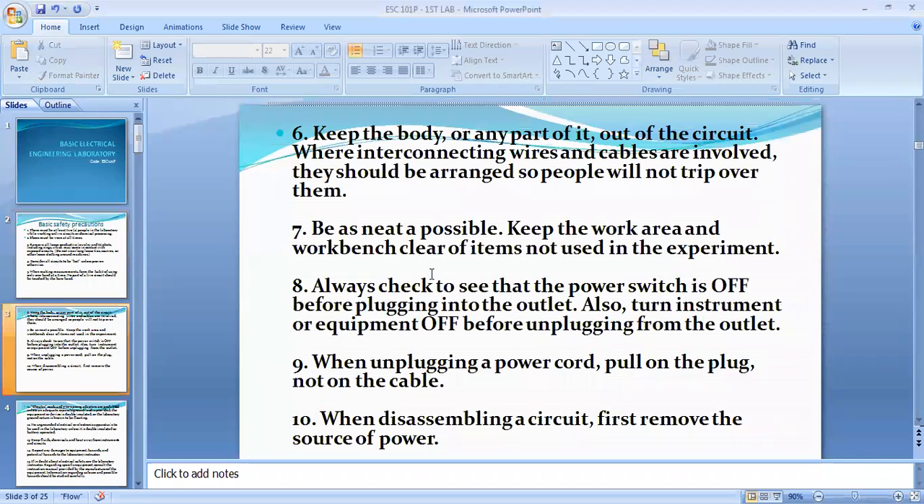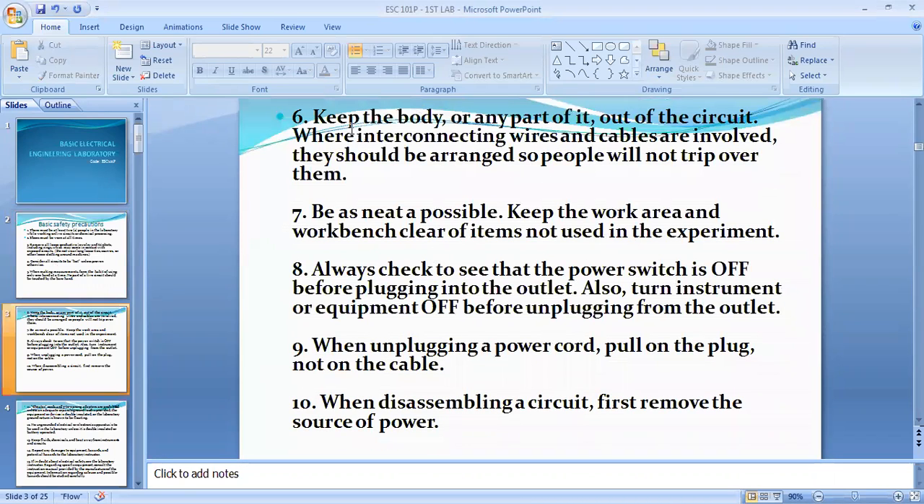Next slide, we will go to the next slide. Point number 6: keep any part of your body out of the circuit. When you design a particular circuit in a given experimental panel, there are many open, naked terminals there. So if your body touches any naked terminal during an experiment, you may get shocked. So do not touch anything, any naked terminal or point or wire.